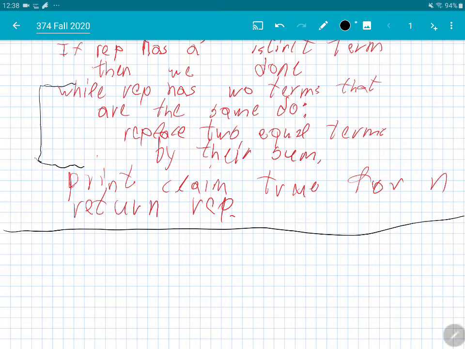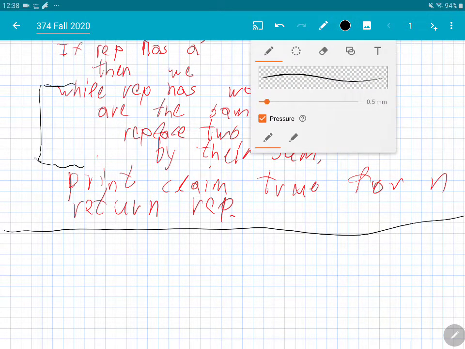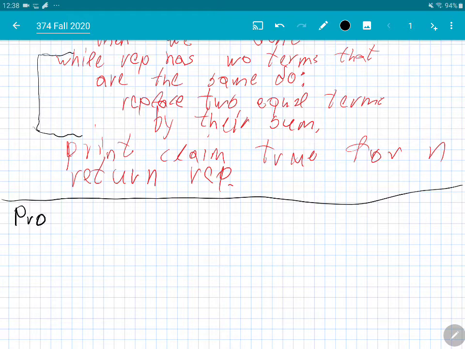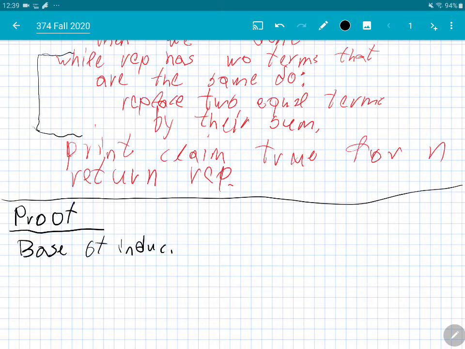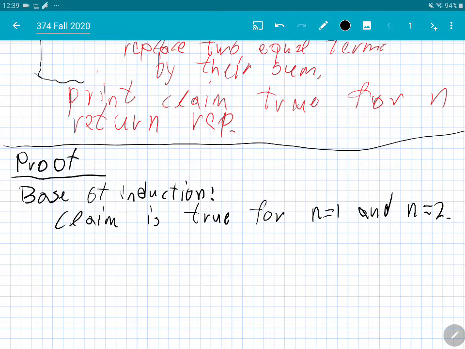But now let's try to write it as a formal proof that is kind of more in the classical way of writing it, right? So proof. Now we want to say base of induction. Claim is true for n equal 1 and n equal 2, right? Because both 1 and 2 can be written themselves as a power of 2.